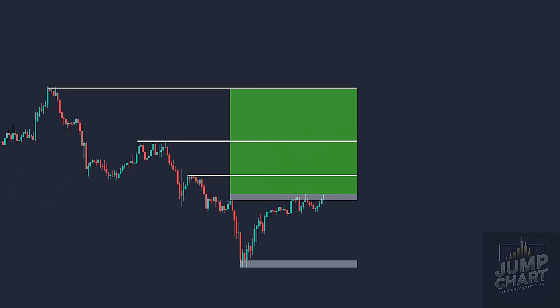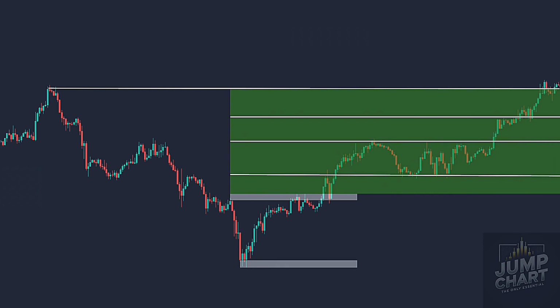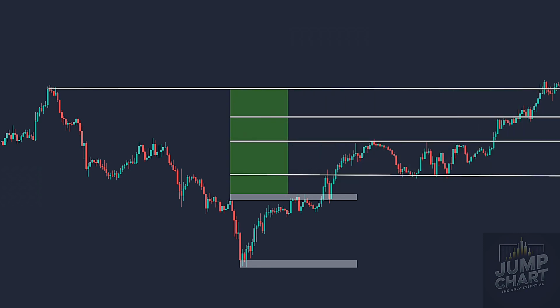We also mark targets within the zone which are based on past lower highs and rejection areas from the downtrend. They act as checkpoints to scale out as the trade progresses. As price moves, it reacts cleanly to each level. It pauses, then continues upward. This is exactly what we aim to forecast.